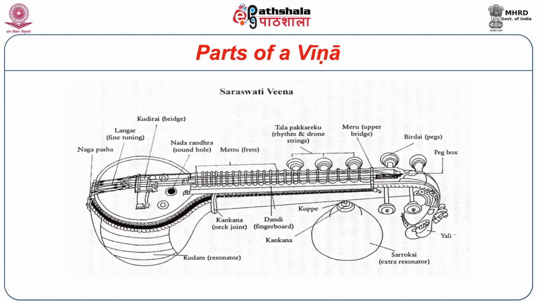You have the tuning pegs, the 4 on this side and a 3 towards the front side. And there are 4 main playing strings and you have 3 tala strings. These are attached and tuned with the tuning pegs. There is a bridge over which the strings come, and you can have the minute adjustments done with the help of the beats. You can have a detailed structure of a veena now, how it is made.